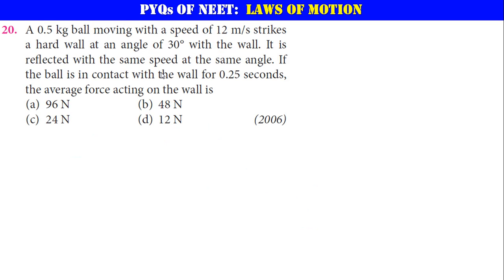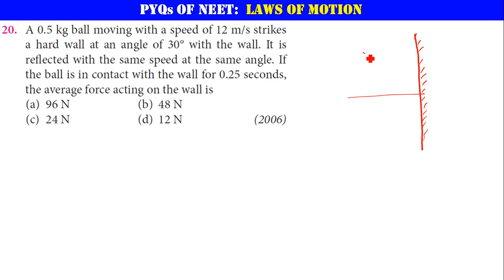Next, a 0.5 kg ball moving with a speed of 12 meter per second strikes a hard wall at an angle of 30 degrees with the wall. It is reflected with the same speed at the same angle. So basically he has given, let us say here, this is the wall, hard wall, rigid ball, whatever, and this is a normal.